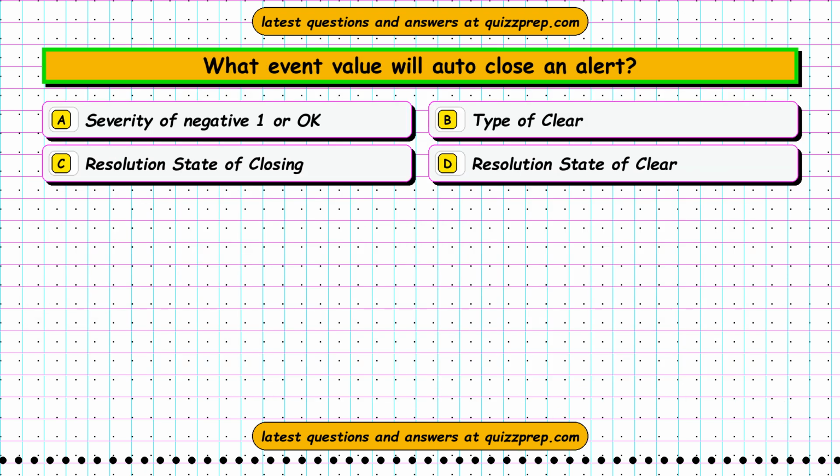Question 42. What event value will auto-close an alert? Option A. Severity of -1 or OK. Option B. Type of clear. Option C. Resolution state of closing. Option D. Resolution state of clear.